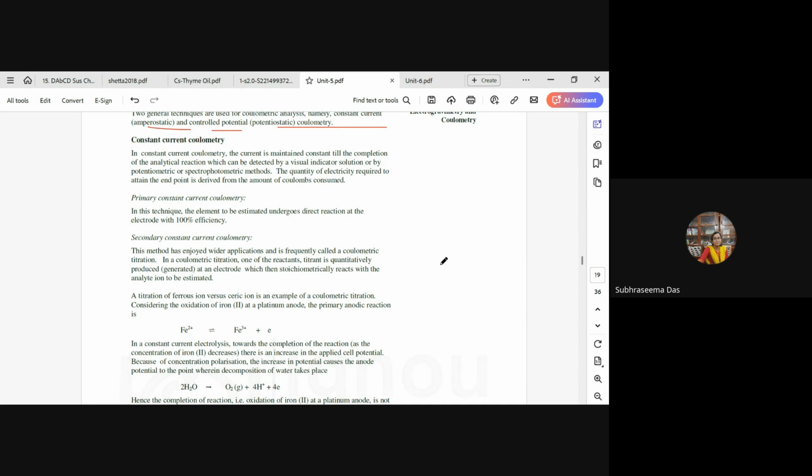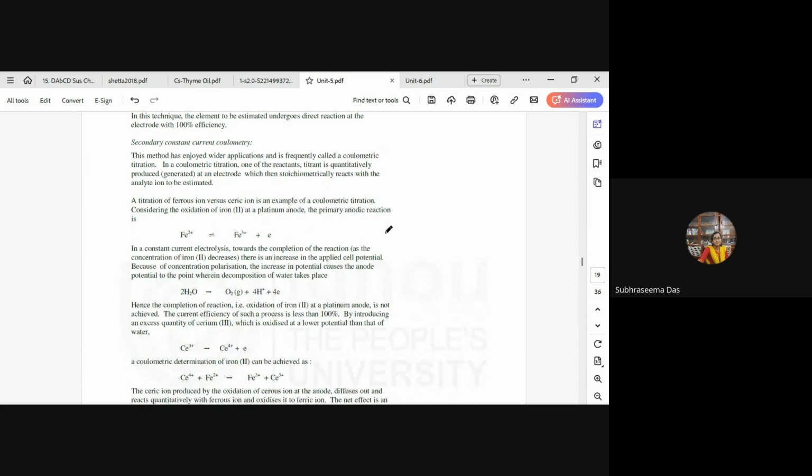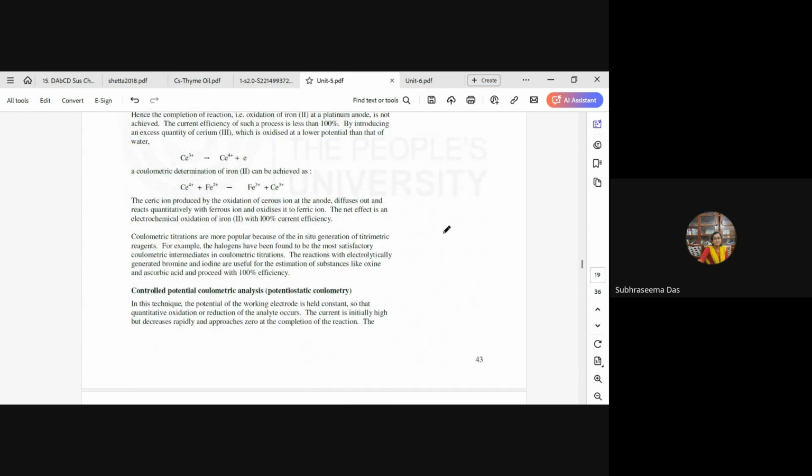Here one of the reactants is quantitatively generated at the electrode, which then reacts with the analyte that has to be estimated. So a titration of ferrous ion, that is Fe2+, versus ferric ion, is an example of a coulometric titration. Coulometric titrations are more popular because of the in situ generation of the titrimetric reagents.